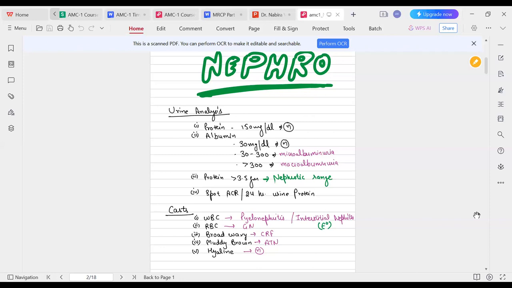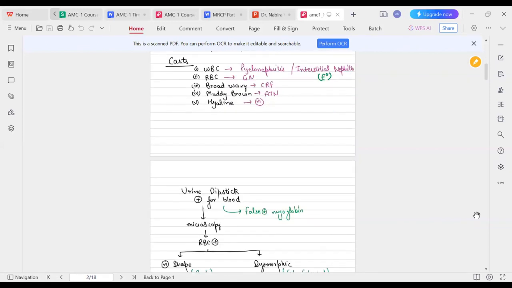We go for the casts. We see different kinds of casts in urine. If we see WBC casts, they are seen in pyelonephritis. Pyelonephritis is an infection, and wherever there is an infection, the WBCs go there to attack. When they try to filter in the glomerulus, these are basically dead WBCs. They are seen in pyelonephritis, and we can see WBC casts in interstitial nephritis as well. To be more specific, it's eosinophilic casts.